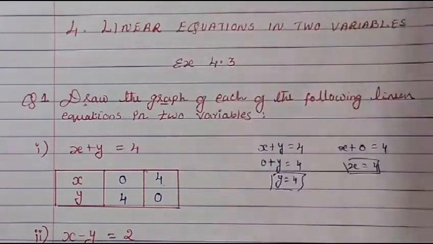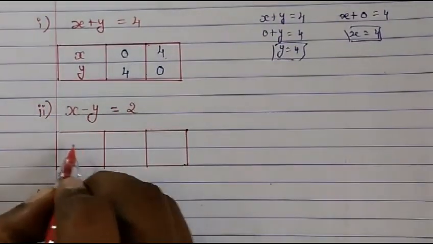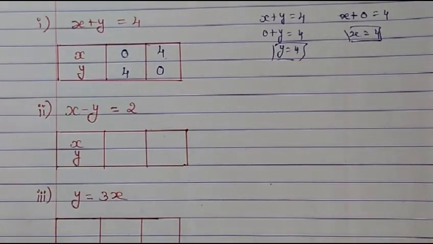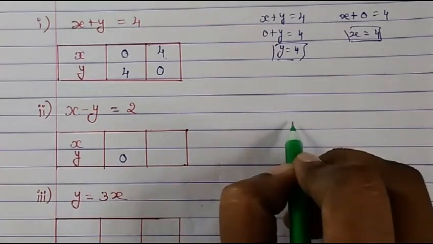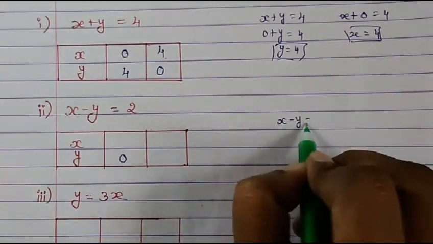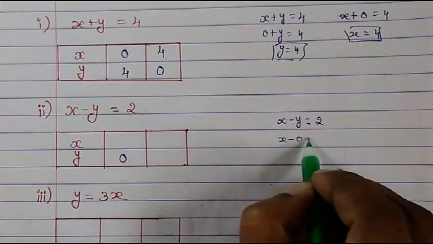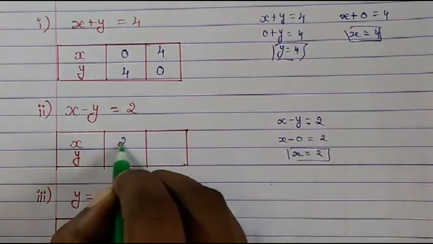So now let's do the second one. The second one is also done the same way. You have to draw the box and then find out the solutions for x and y. So here if I take y as 0, then here the equation is x minus y equal to 2. So now y I have taken as 0. So my x value will be 2. So I will be getting 2 here.